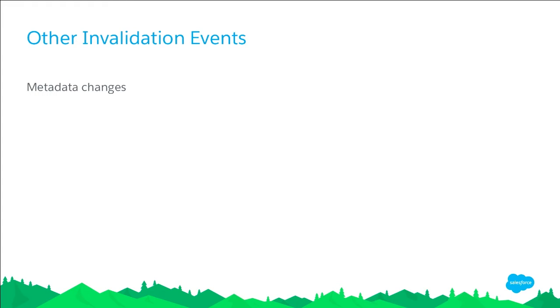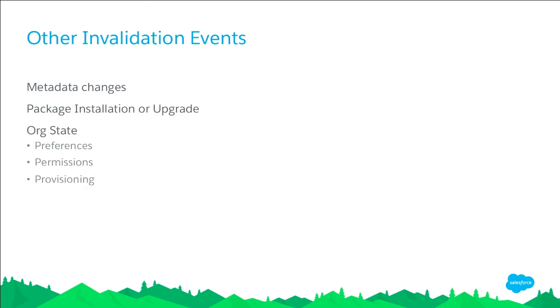All right, not just code. Code is not the only change. Any metadata change is going to invalidate your org. Any package installation is going to cause an invalidation event. Any change to org state, turning a permission on, turning a preference on, these are things that are going to make us invalidate the cache.